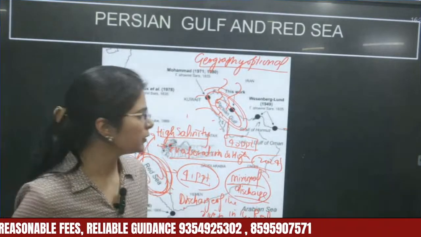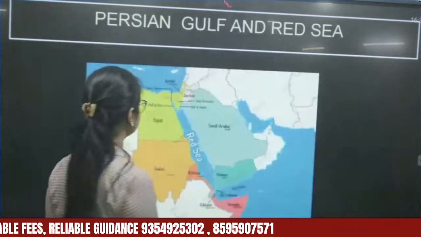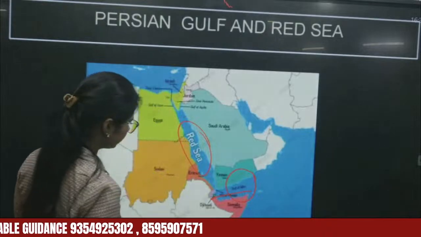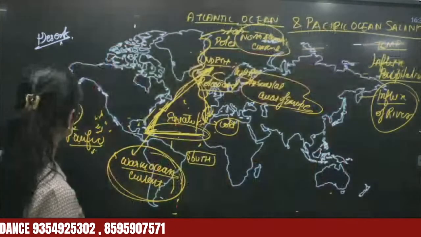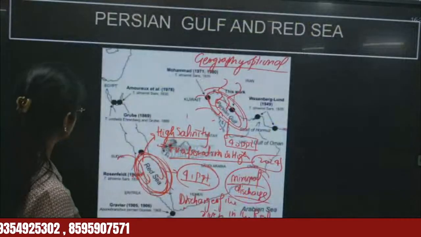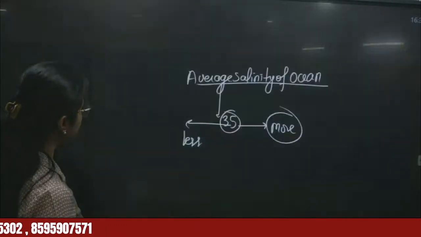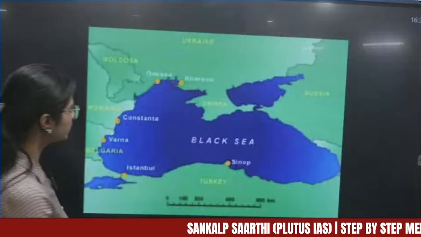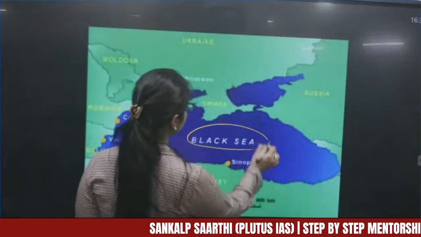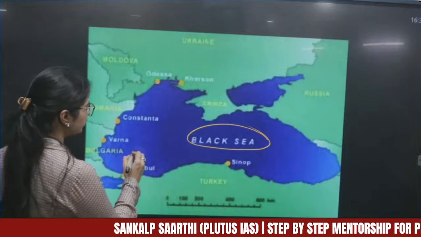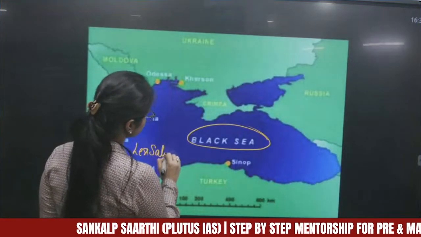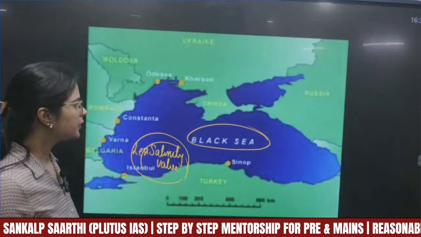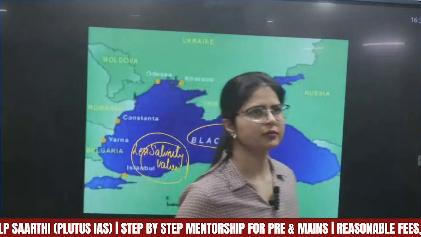All right. Now let's talk about another example. This is another diagram of the same thing. Now talk about the Black Sea. What is the salinity value of Black Sea? The Black Sea is having very less salinity value. Very less. Why? Listen to the reason. Because there are various rivers which are draining into this Black Sea.